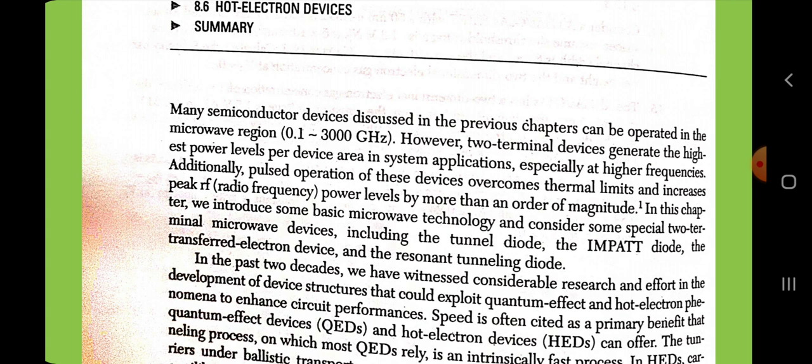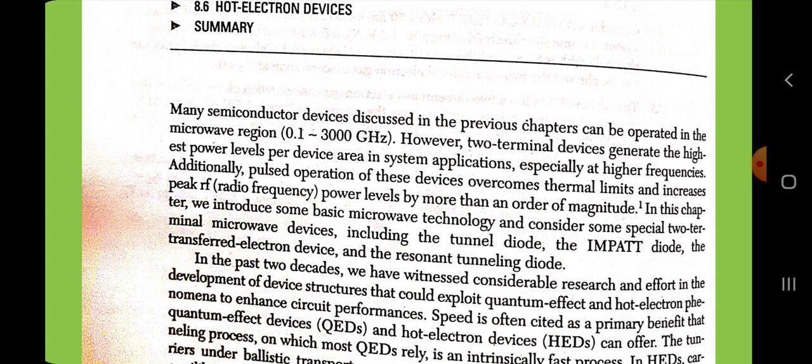In the past 2 decades, we have witnessed considerable research and effort in the development of device structures that could exploit quantum effect and hot electron phenomena to enhance circuit performances. Speed is often cited as a primary benefit that quantum effect devices (QEDs) and hot electron devices (HEDs) can offer. The tunneling process on which most QEDs rely is an intrinsically fast process. In HEDs, the carriers under ballistic transport can move at velocities considerably in excess of their equilibrium peak velocity.